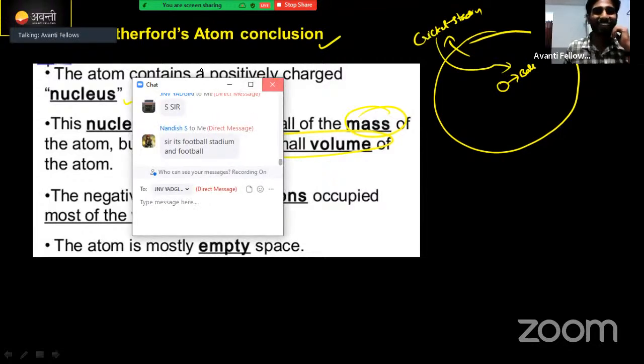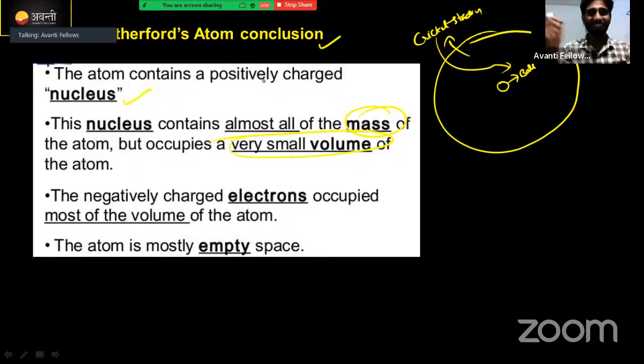Okay bro, take a football. But why I took a cricket stadium is that it is a round structure, that's why.